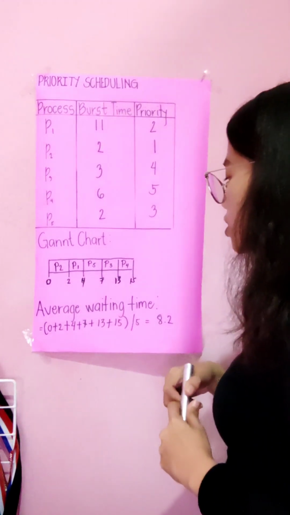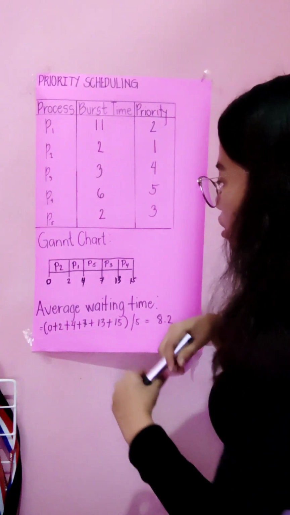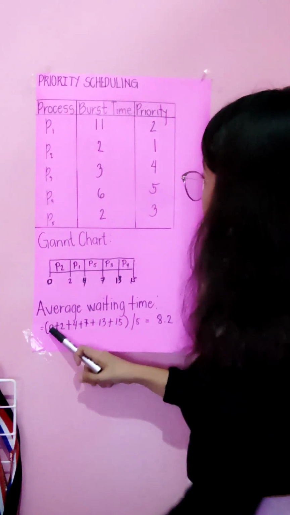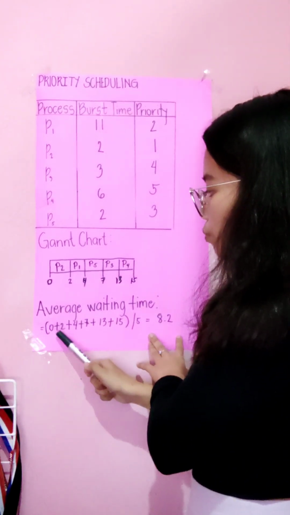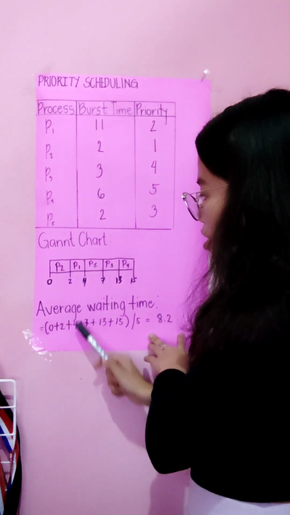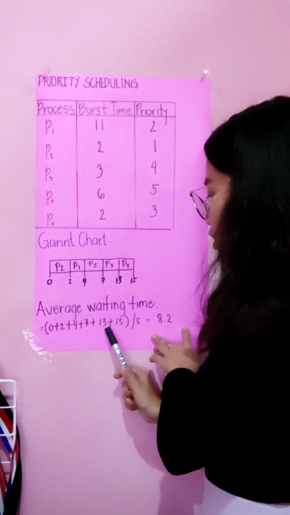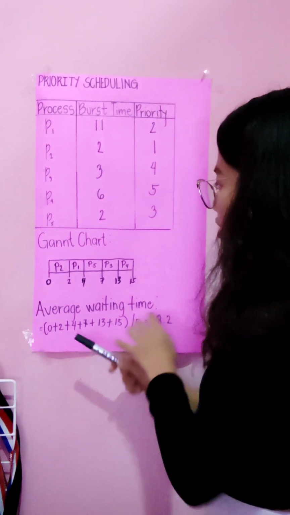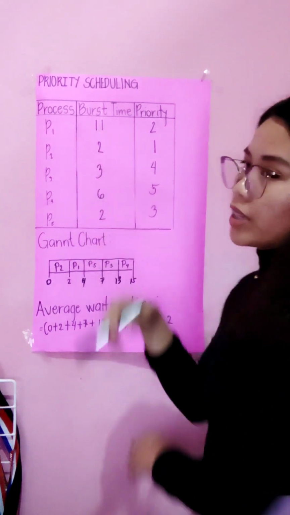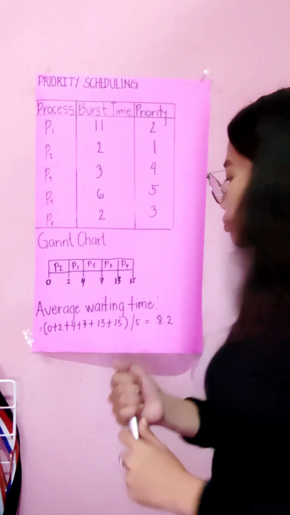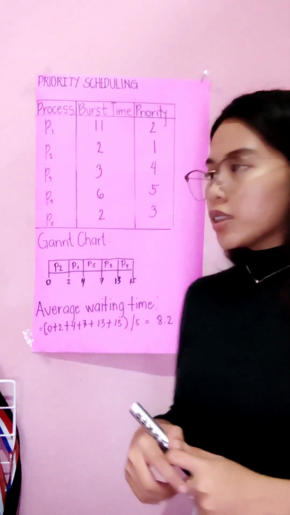And for the average waiting time, I just add all the waiting times here. Then 0 plus 2 plus 4 plus 7 plus 13 plus 15, and I just divide it by the number of processes or jobs. Then the answer is 8.2.